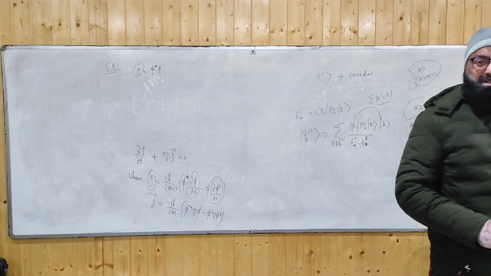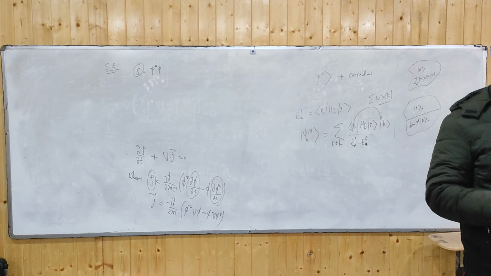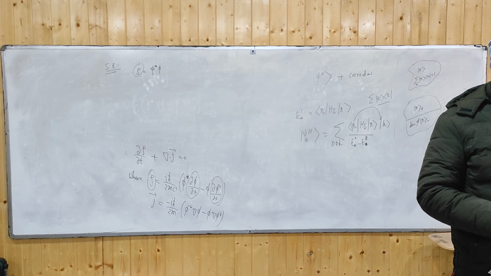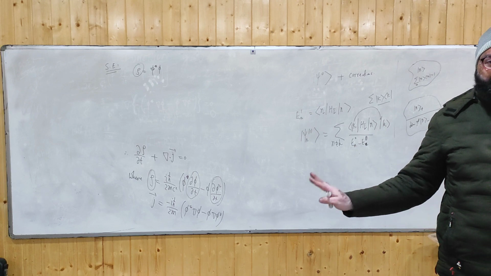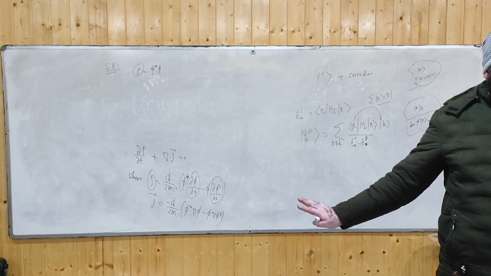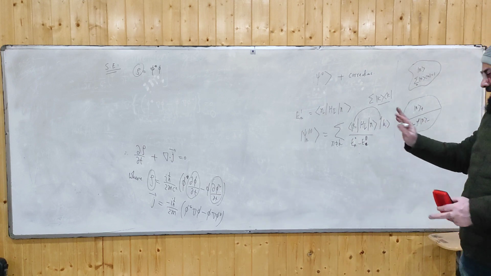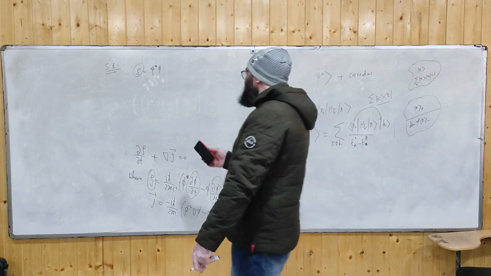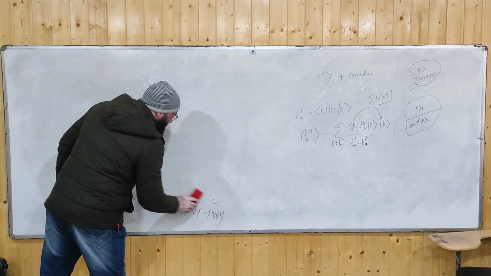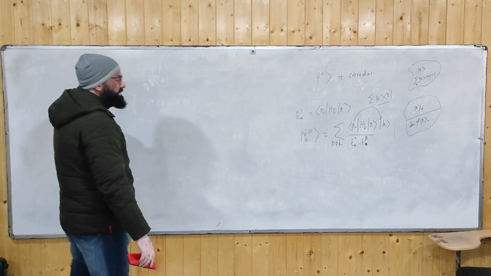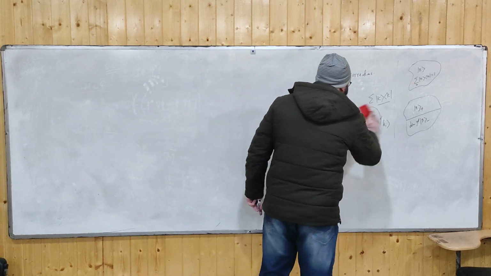What are the problems? Negative energy solutions, and second is probability. There is no well-defined probability density corresponding to this thing. Okay? So these are the historical developments. Now let's try to figure out what is the non-relativistic limit of this very equation. Then we'll summarize what we have done.